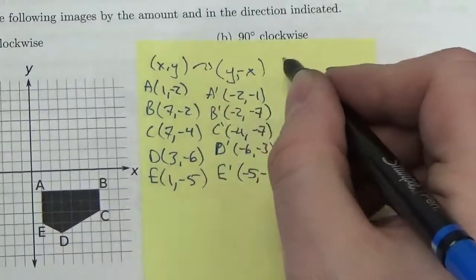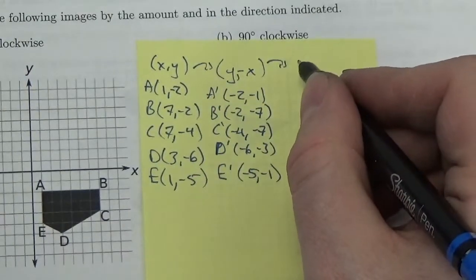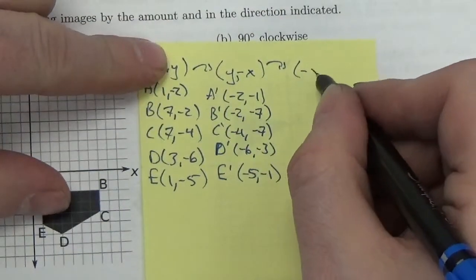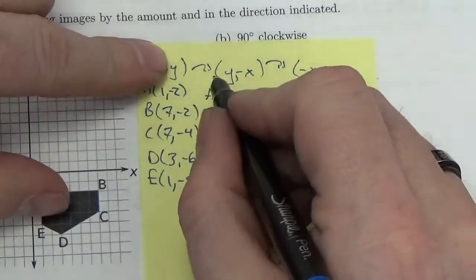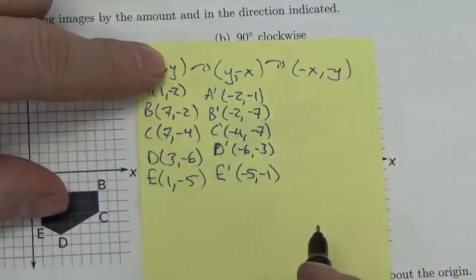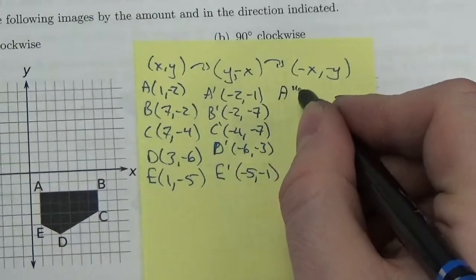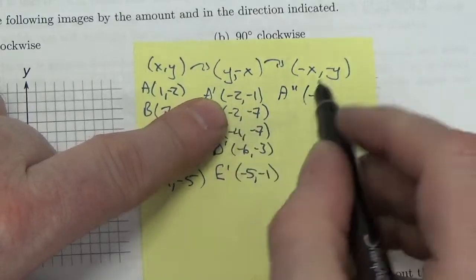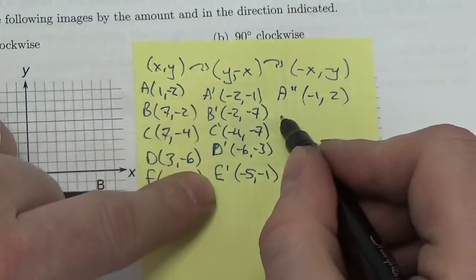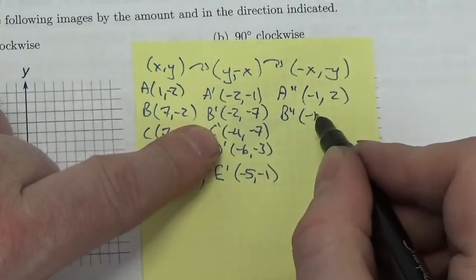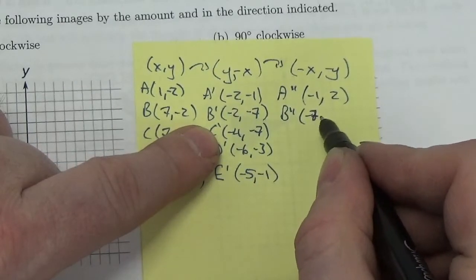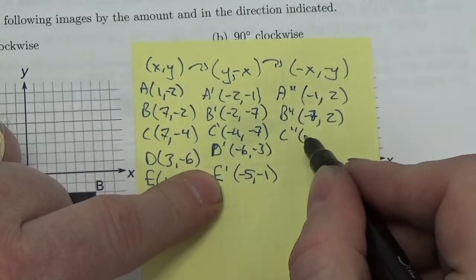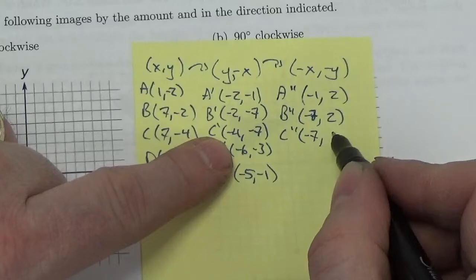Now what I can do here is let's just do this again. I'm going to take these two now and flip them, and it's going to become negative x because I'm going to move this one forward. I'm going to push the y back and change its sign. So now this is going to be A double primed. Now here's what's going to happen. That negative 1 is going to move forward. This 2 is going to move back, and I'm going to change its sign. The negative 7 moves forward, and then I'm going to move the negative 2 back and change its sign. The negative 7 comes forward. I'm going to move the negative 4 back, and I'm going to change its sign.